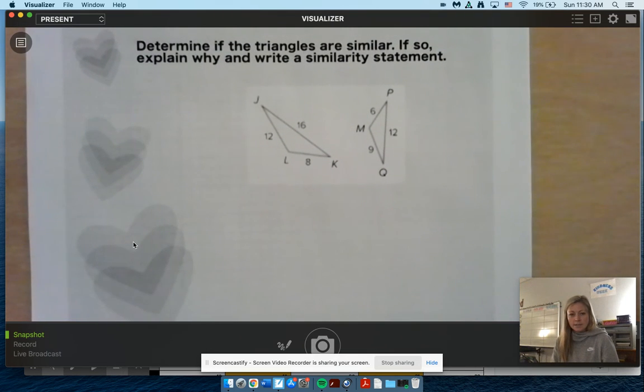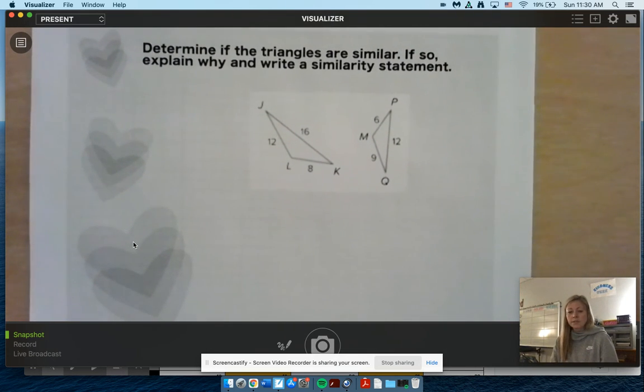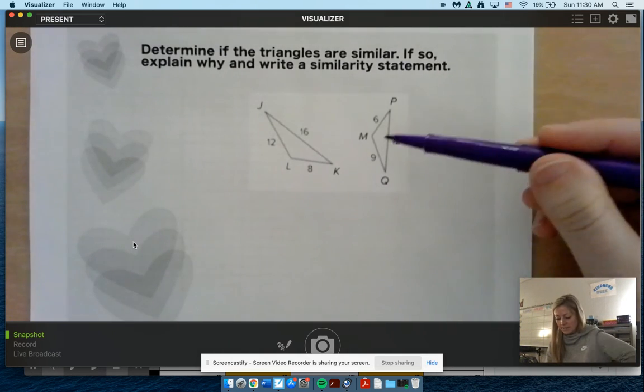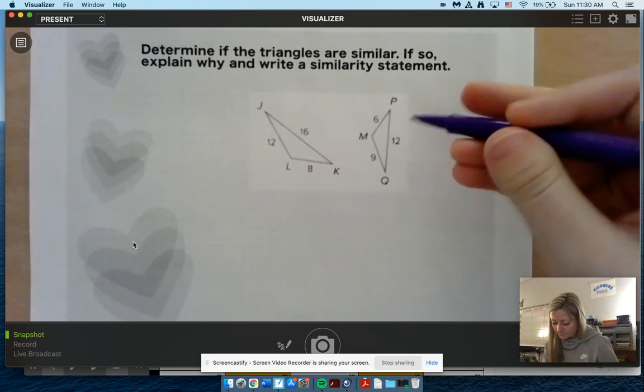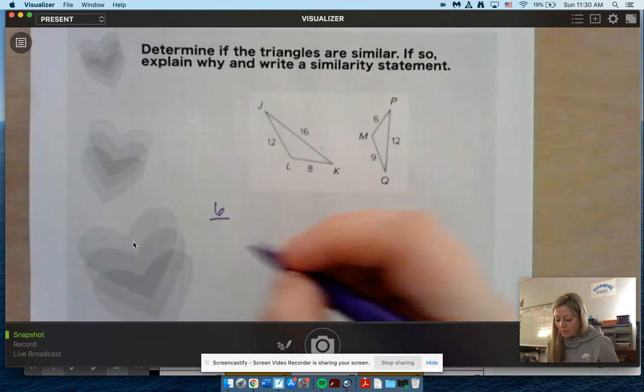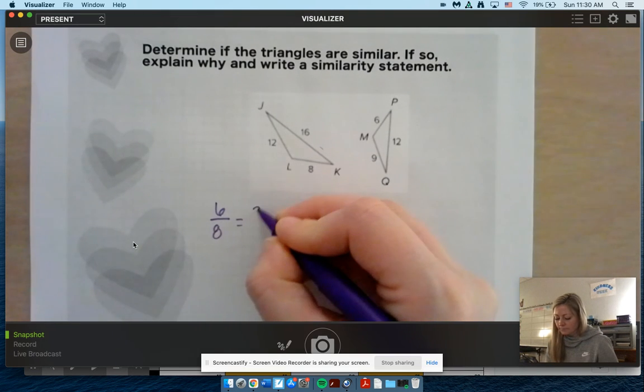And then our last one here. Determine if the triangles are similar. If so, explain why and write a similarity statement. Okay, excuse me. So, start on my small triangle over here. What's my smallest side? Well, it's 6. What's my small side here on the triangle on the left? It's 8. We reduce to 3/4.